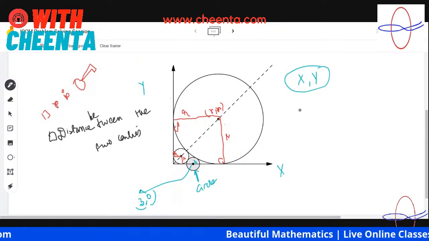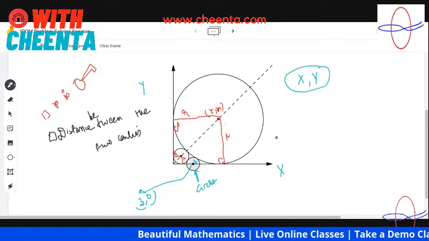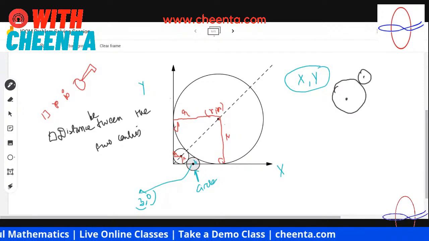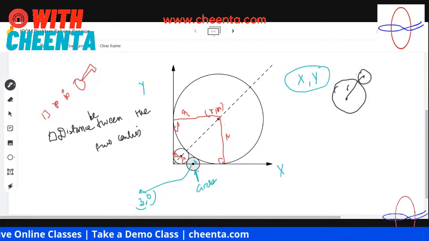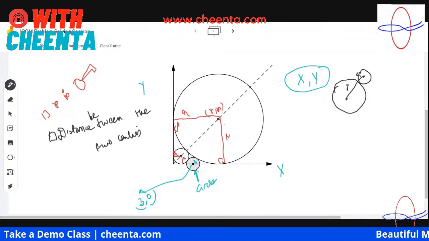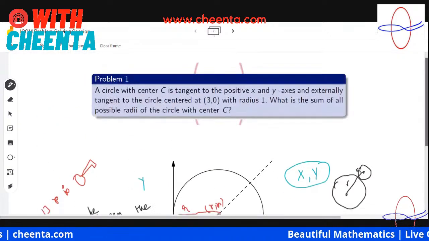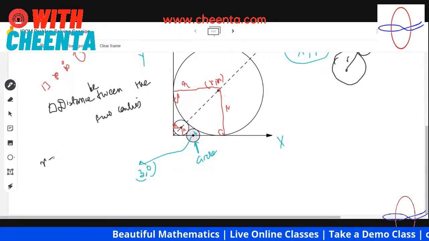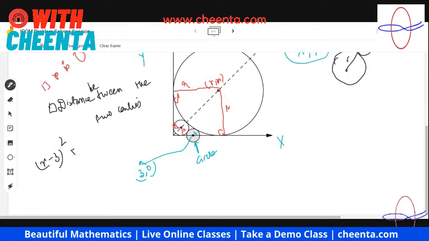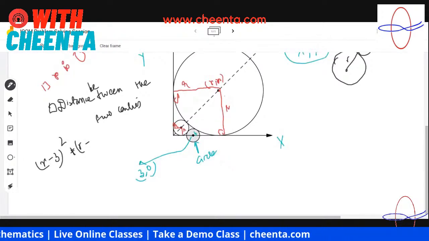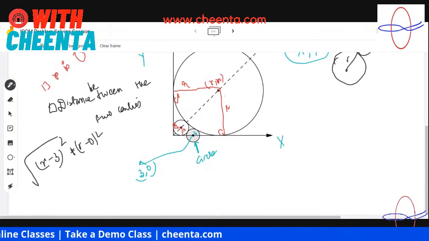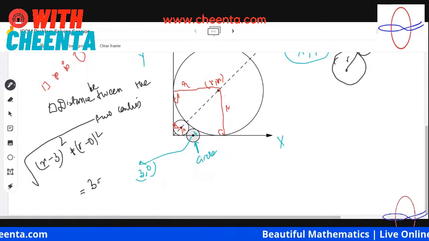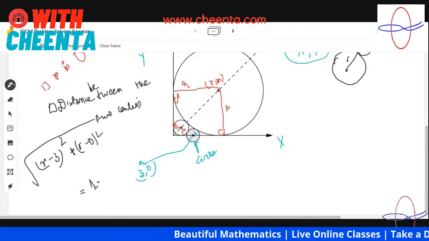Now you are using the information about the circle: two circles are tangent if and only if the distance between the centers is this radius plus this radius. So we'll use that information. The distance between the centers can be written as the root of (r minus 3) square plus (r minus 0) square, which is equal to 1 plus r.